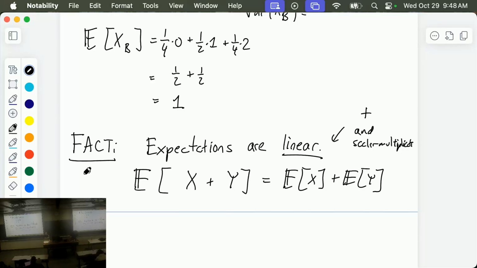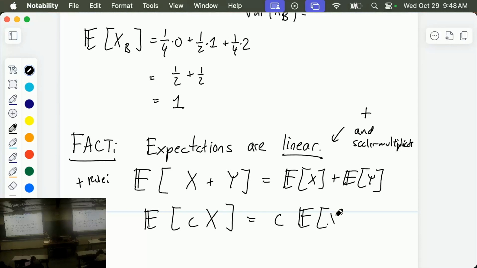So there's the plus rule for adding things, and there's also the scalar multiplication rule, which says the expected value of c times x equals c times the expected value of x, where c is non-random, a constant. Okay, why is this useful? This seems very abstract. Does this have anything to do with our problem?